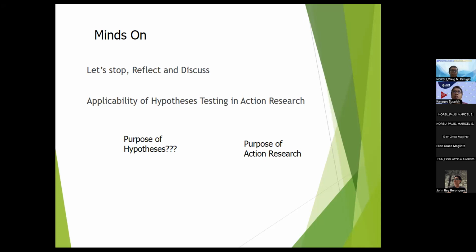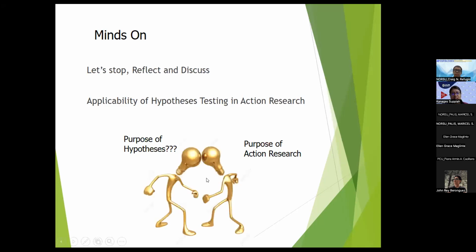But because the purpose of hypothesis is, in other words, to generalize from sample to population, and it's more useful for inferential stats, action research is more about improving our teaching and learning process. All right? We don't exactly need hypothesis in action research.